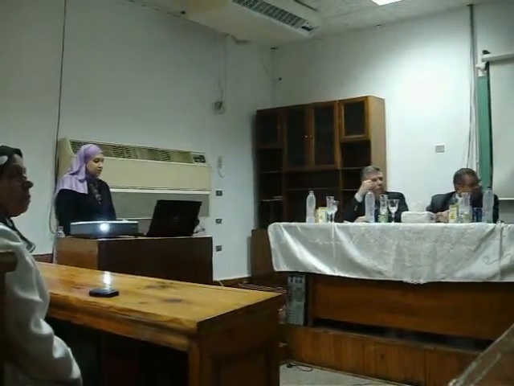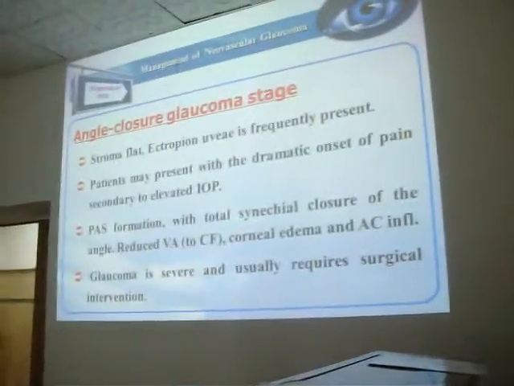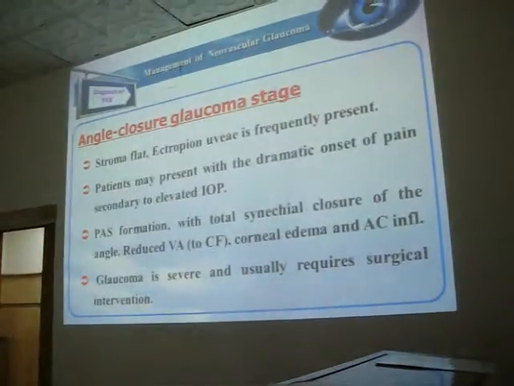The stroma is flat and smooth due to the traction. Ectropion uveae is frequently present. Patients may present with dramatic onset of pain secondary to elevated IOP. There is peripheral anterior synechial formation with total synechial closure of the angle, reduced visual acuity down to counting fingers, corneal edema, and inflammatory cells in the AC. Glaucoma is severe and usually requires surgical intervention.